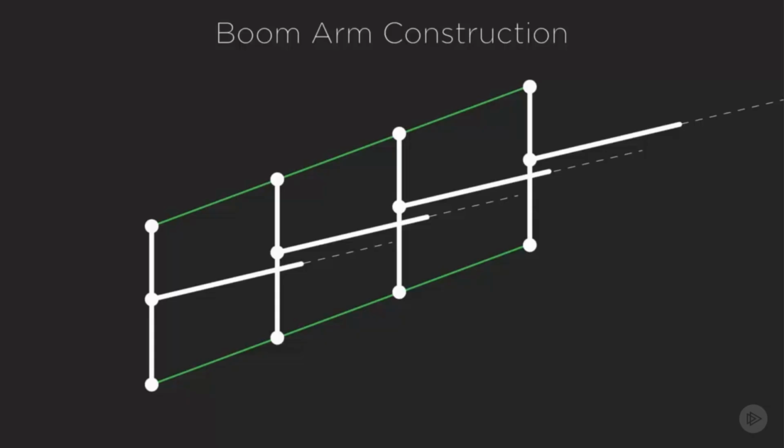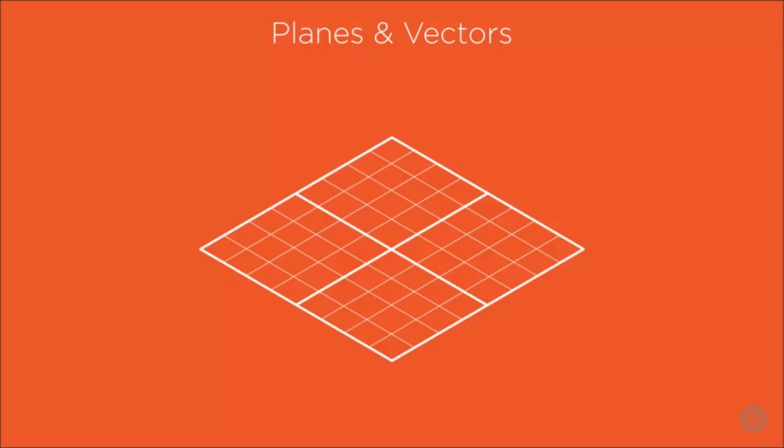In order to create the boom arm that extends from the point on the mast, we need to first learn a little bit about some terminology that's going to allow us to create a parametric rotation about that point. First and foremost is the idea of a plane. A plane is a two-dimensional reference surface.